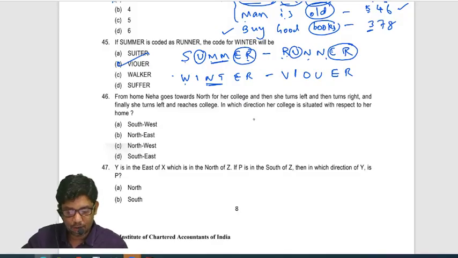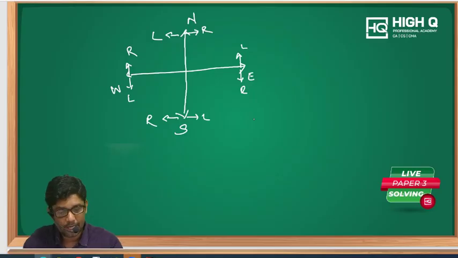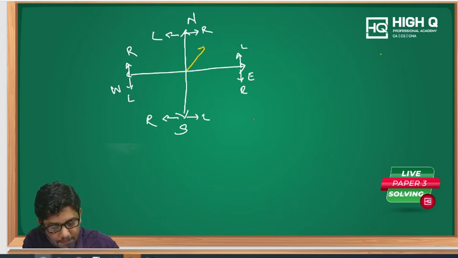Now I'm reading the questions. Options. Sir, secondary direction also there, sir. Okay, I suggest you draw the secondary also. What is this direction, my dear? Northeast. What is this? Southeast. What is this? Southwest. What is this?